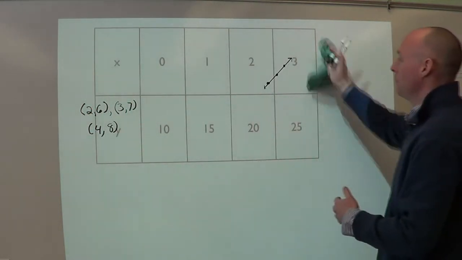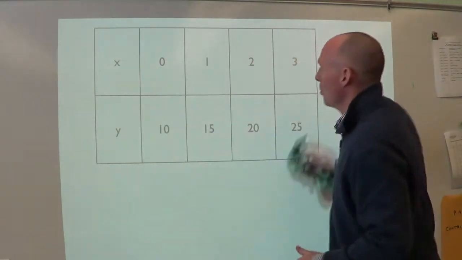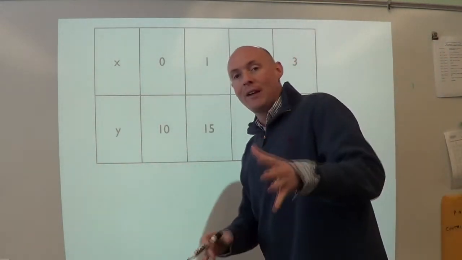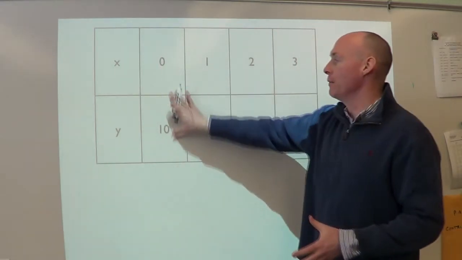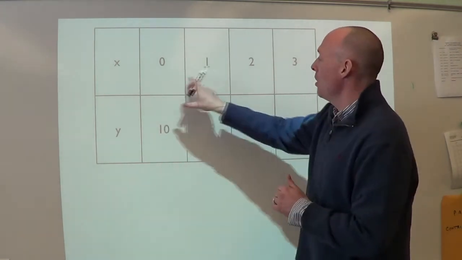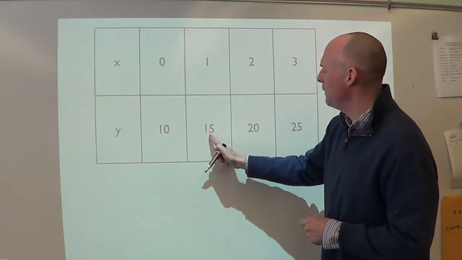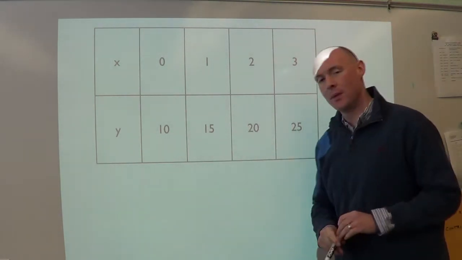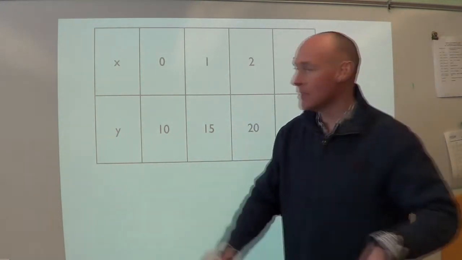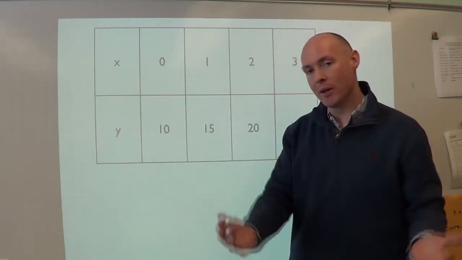Here what we have to do is figure out what is my equation. What is my equation involving x and y that will solve this table? So let's look at it. 0, 1, 2, 3 is my x. My y is 10, 15, 20, 25. So let's look at our y, which is our output. Remember back with inputs and outputs? My input is 0, my output is 10. My input is 1, my output is 15.